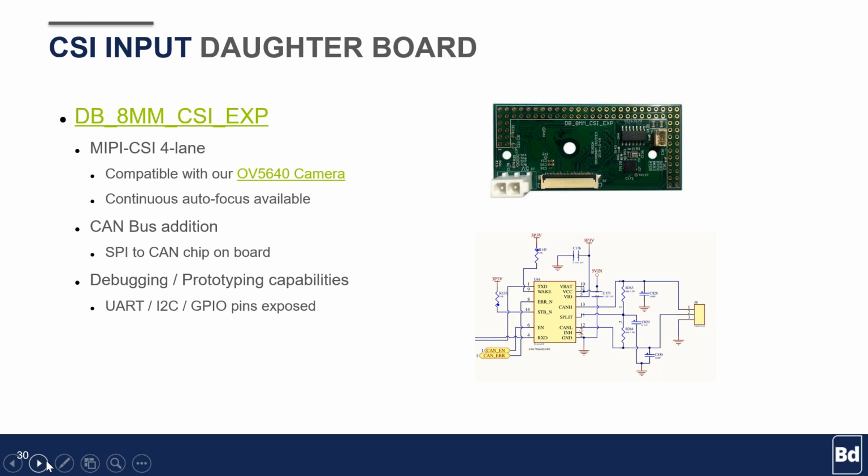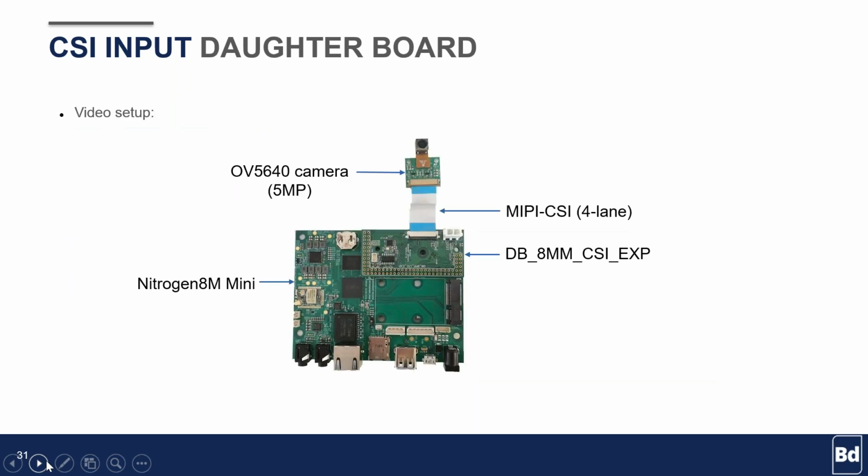There are a lot of exposed pins that you can use as you see fit, such as UART, I2C, SPI, and GPIOs. Another addition is the SPI to CAN bus adapter. We've received many requests for CAN bus support, and this approach has been proven to be very reliable in several projects already. So now let's have a look at the setup. Very simple here. You can see that we simply plug the daughterboard onto the Nitrogen8M Mini and to the OmniVision camera directly.